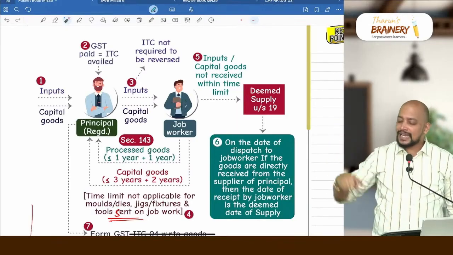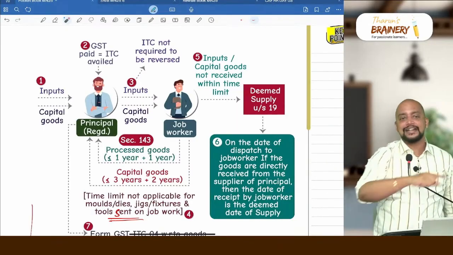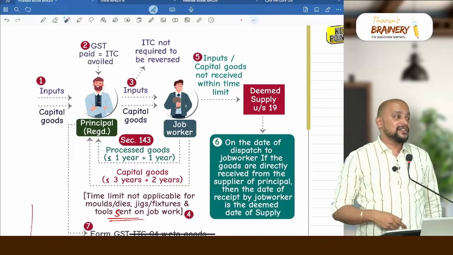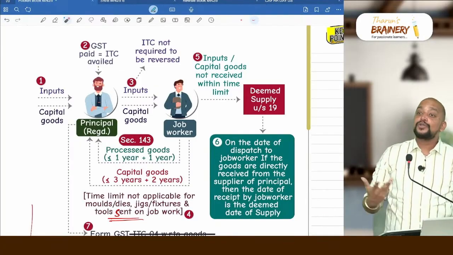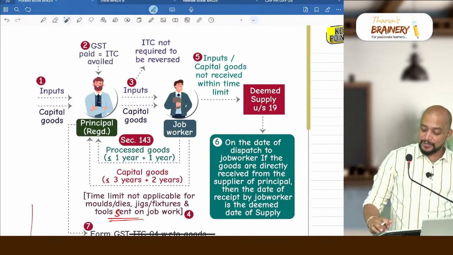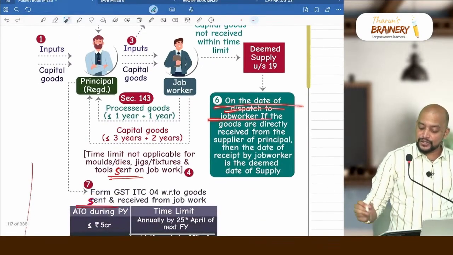You understood? Mainly for the sake of interest, they created this provision that for the last 1 year, 2 years, I need to pay interest. How much, sir? 18%. Whose father's money? I don't know whose father's money. And that has to be paid on the date of dispatch to the job worker.